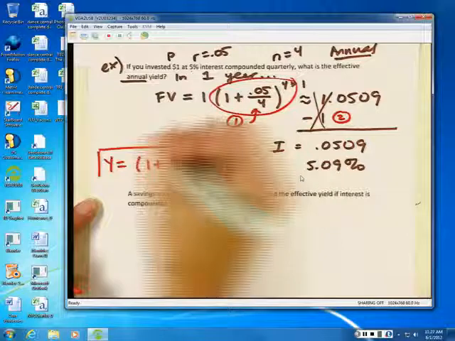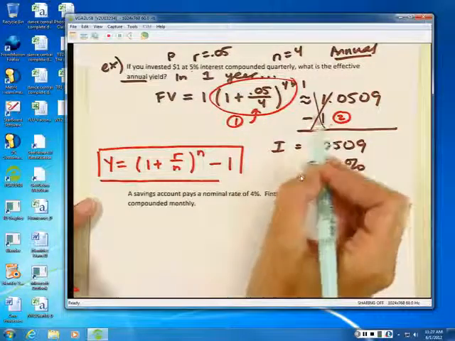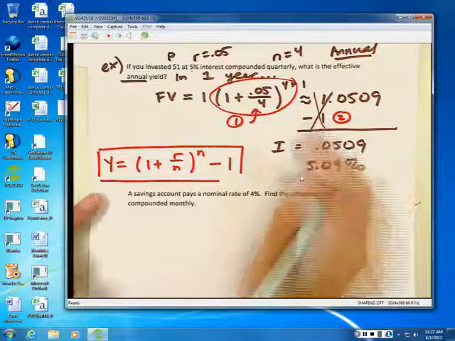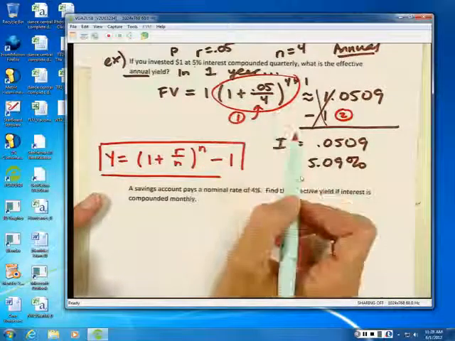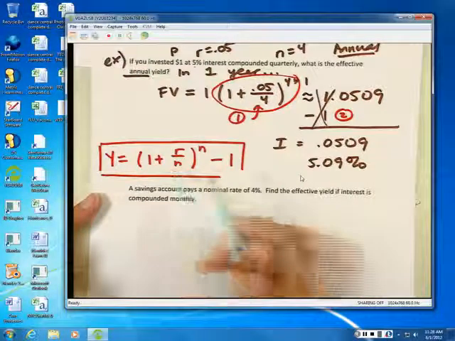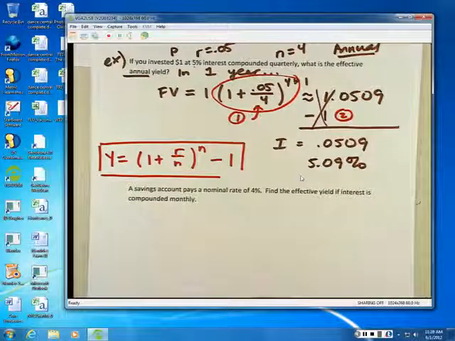You can do it either way. You can do it for any amount of money and then subtract the original amount of money to figure out what your annual yield is. I love it when people understand the process as opposed to memorizing a formula, but I'll leave it up to you. The next one I'll do with the formula so that you can see how the formula works.